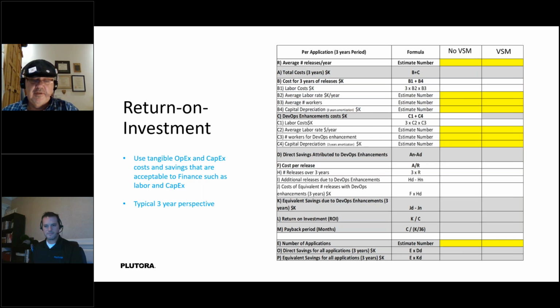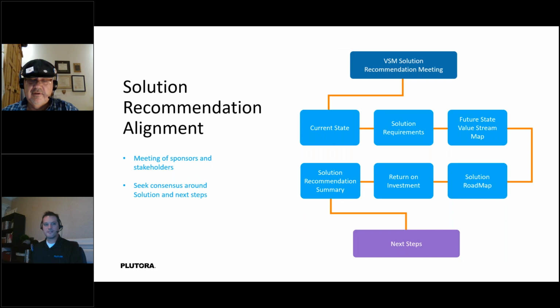And don't just jump into the meeting without an ROI and ask for money. Generally that doesn't work. So that really takes us into the recommendation alignment. How do you get consensus on the final solution then? Right. So get the stakeholders in a room. If they're not available, then reschedule the meeting.